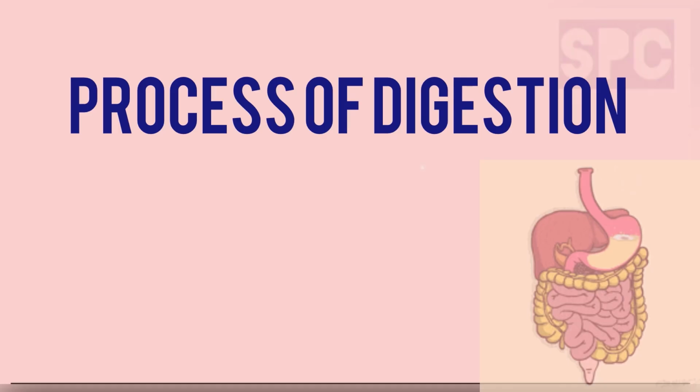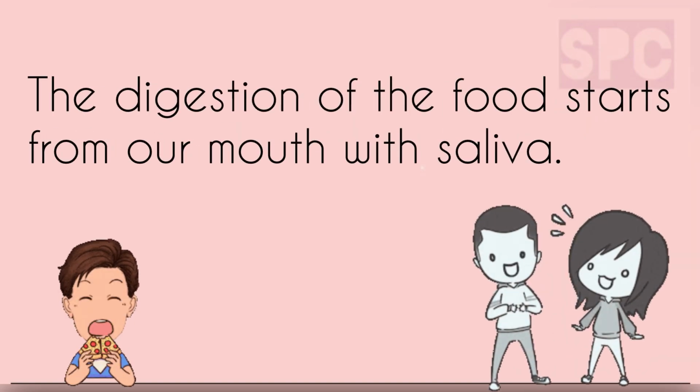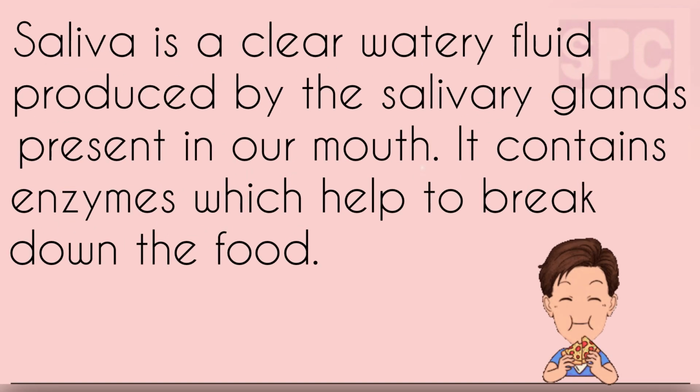Let's understand the process of digestion. The digestion of food starts from our mouth with the production of saliva. Students, saliva is a clear watery fluid that is produced by the salivary glands in our mouth. It contains enzymes which help to break down the food.